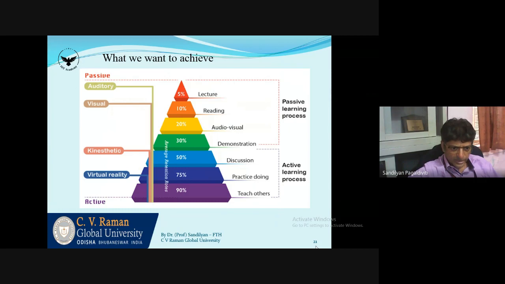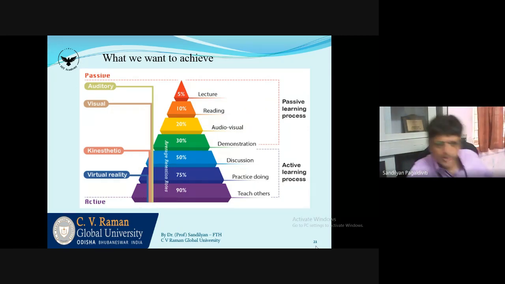Yeah. This is a very important slide. So please look at this picture very carefully. The lectures, the reading in the class, the audio visual and the demonstration, all these are teacher centered. So these are known as passive learning process. The student is not actively involved. So if you see the percentage of retention, it is very low, at the most around 30%.